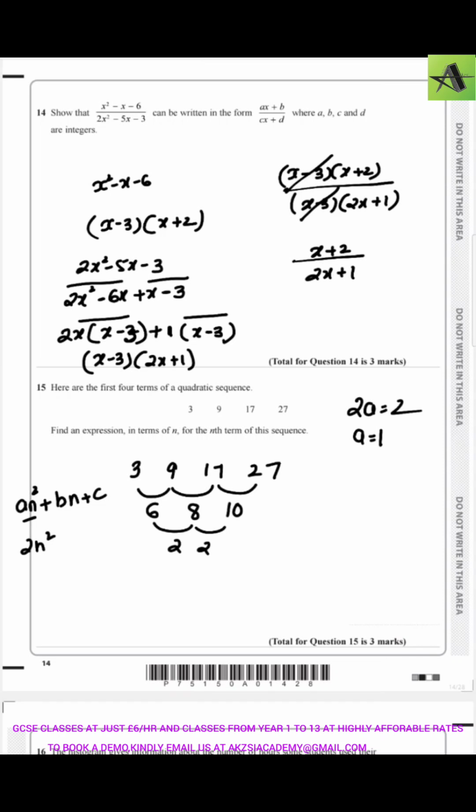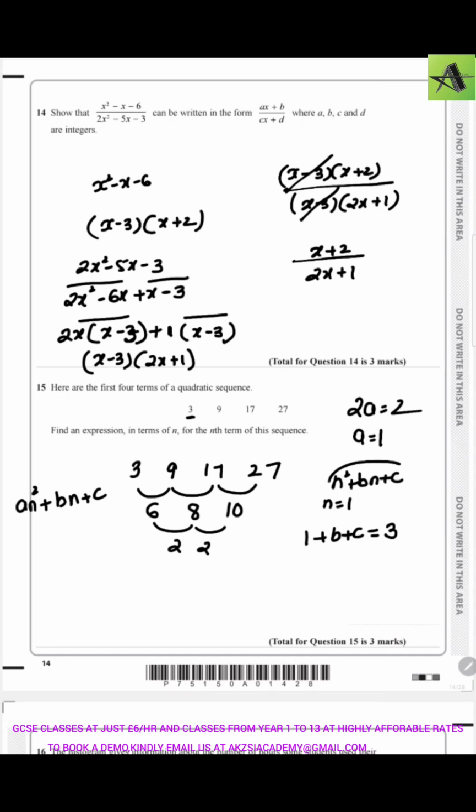The smaller method says you have a now. So what you need to do is substitute a here, which is 1n squared. That is n squared plus bn plus c. Now it's very easy to find b and c. How? Because n represents the number of the term. This means if I put n equals 1, I should get 3 as my answer. So when I put 1 plus b plus c, this should equal 3.